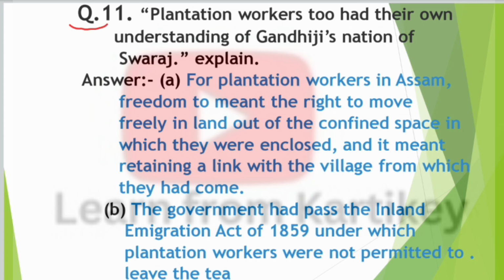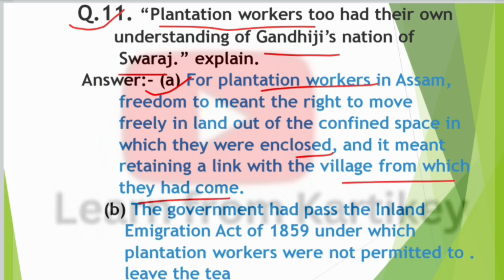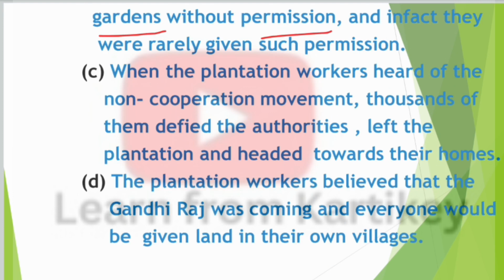Next question, question number 11. Plantation workers too had their own understanding of Gandhiji's notion of Swaraj. Explain. For plantation workers in Assam, freedom meant the right to move freely in and out of the confined space in which they were enclosed, and it meant retaining a link with the village from which they had come. Second point: the government had passed the Inland Emigration Act of 1859, under which plantation workers were not permitted to leave the tea gardens without permission, and in fact they were rarely given such permission.